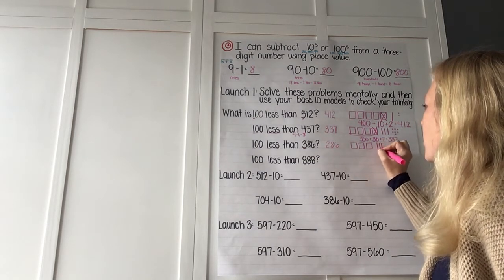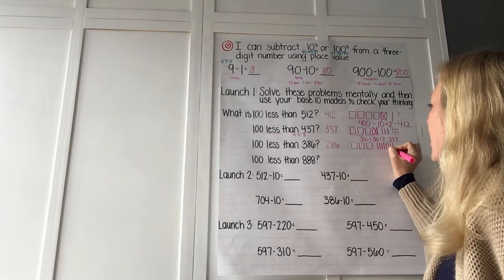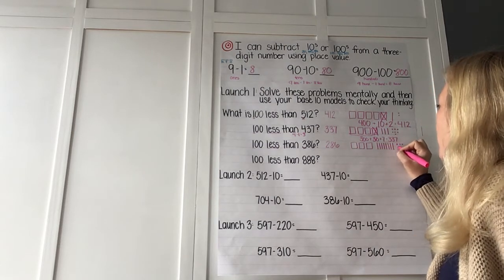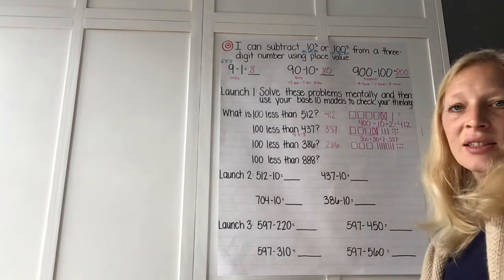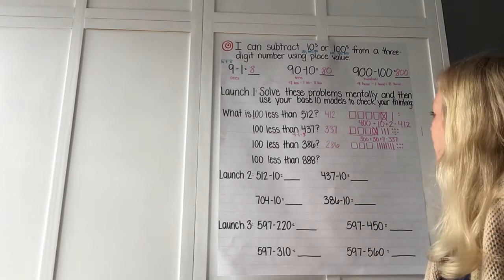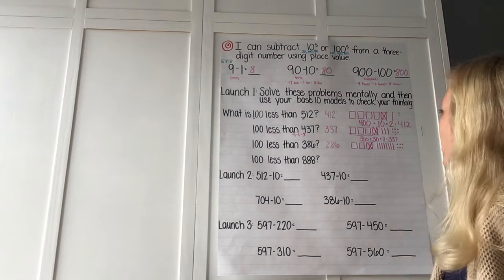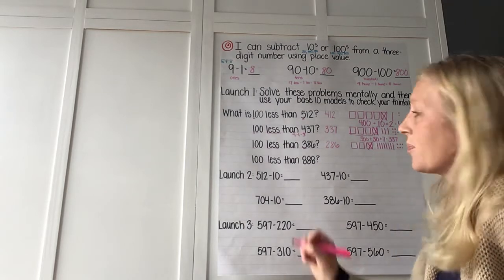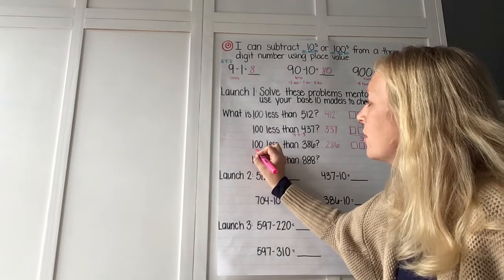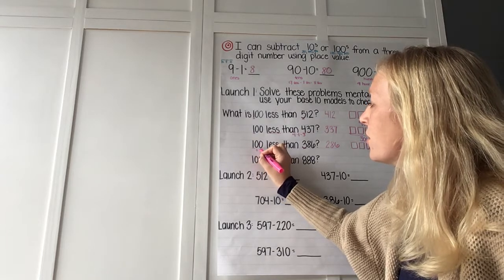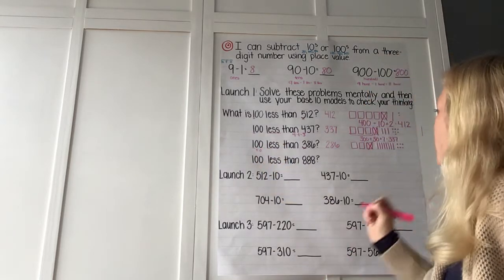300s, 10, 20, 30, 40, 50, 60, 70, 80. 1, 2, 3, 4, 5, 6. All right, and then what did you find? You had to take away 100. Did you take away any tens or any ones? Why not? Because you had a 0 in the tens and a 0 in the ones place.